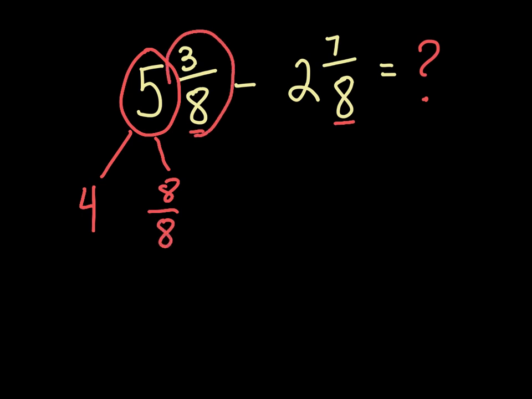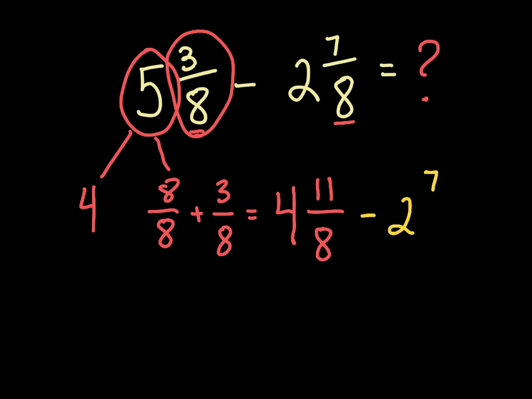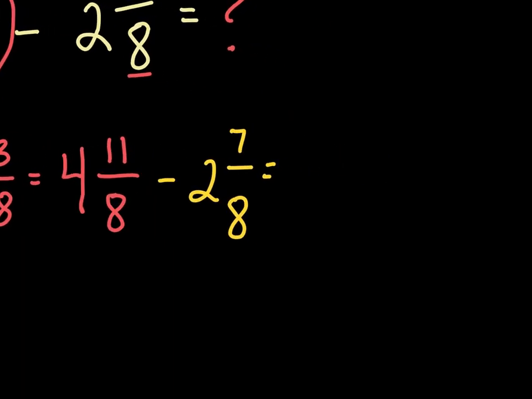And we're going to make sure we pull this fraction down and add it on. And now we have a whole number of 4. The numerator is 8 plus 3 is 11. The denominator is 8. And now I'm going to subtract 2 7/8. So our whole, 4 minus 2 is 2. Our denominator stays the same. 11 minus 7 is 4. So it's 2 4/8 is our new mixed number.